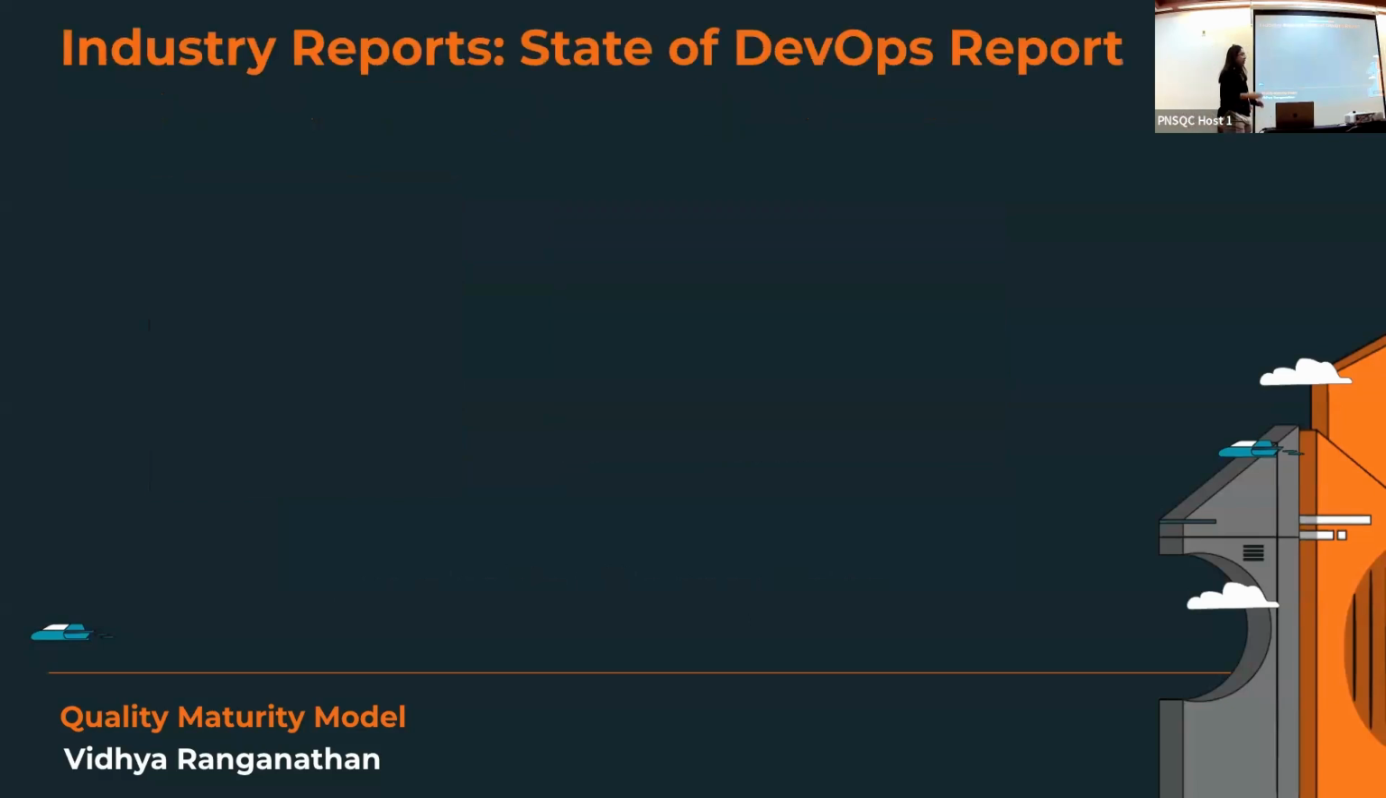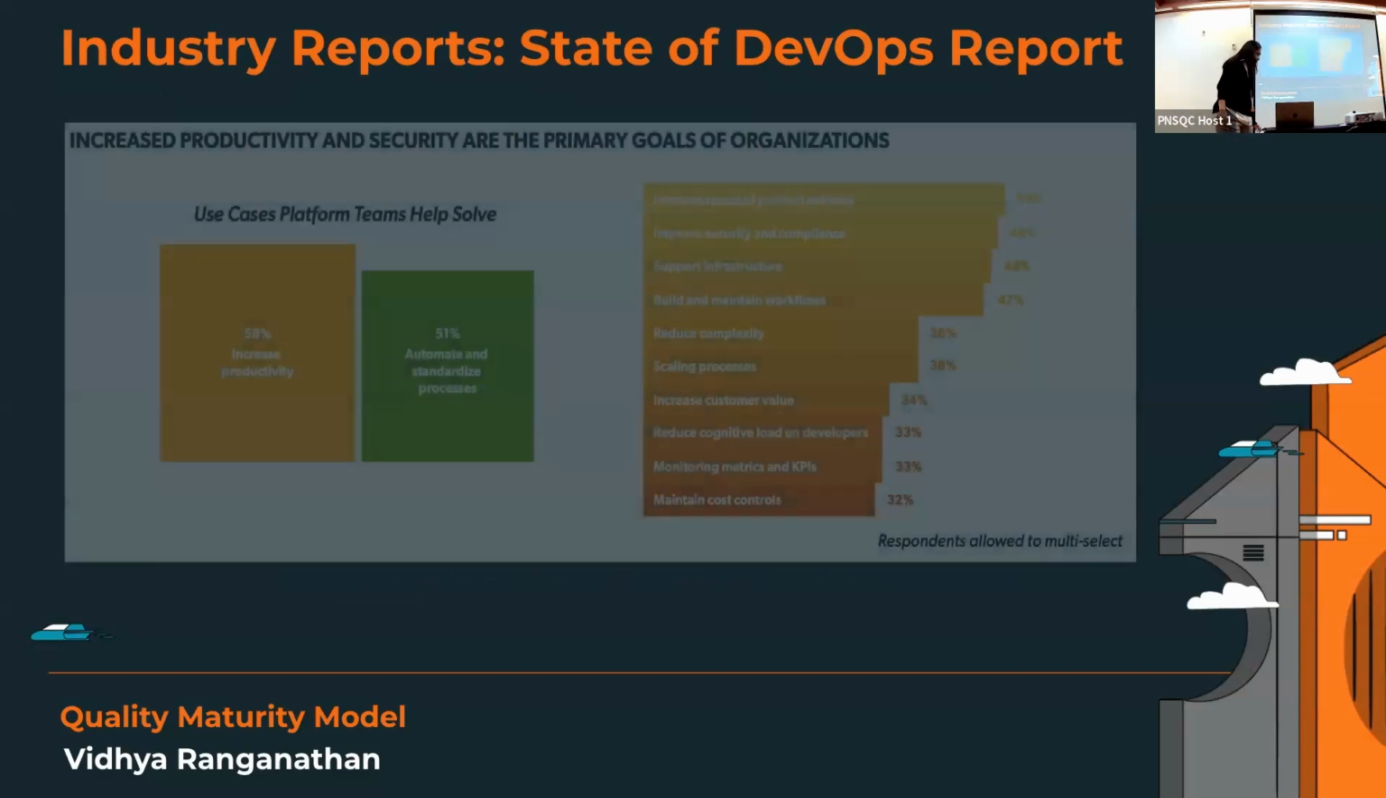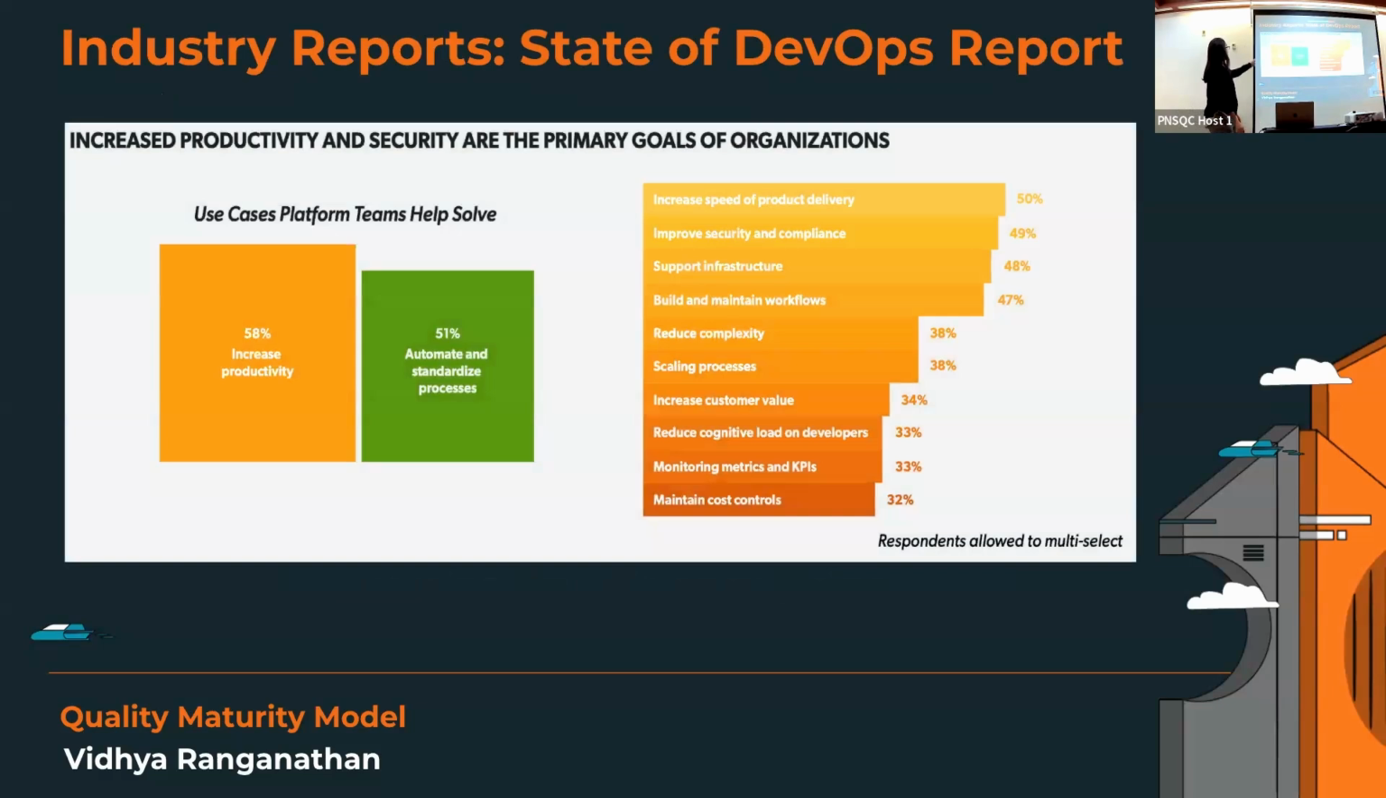When I say industry reports and industry standards, where is all of this coming from? The State of DevOps report is one of the most commonly used reports across the industry, and this is the most recent report. You can look at it. Increasing productivity and security are the primary goals of organizations around the world. They create platform teams to do this. They want platform teams to increase productivity, and they want to standardize the process. So both of these practically go hand in hand.